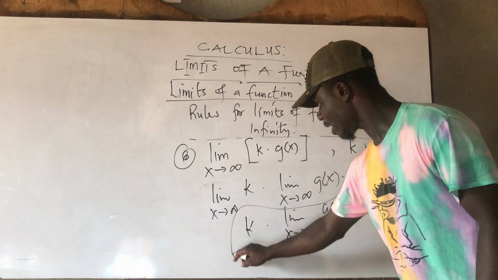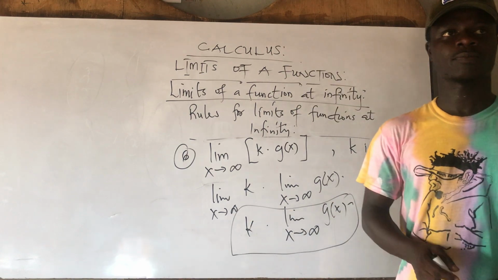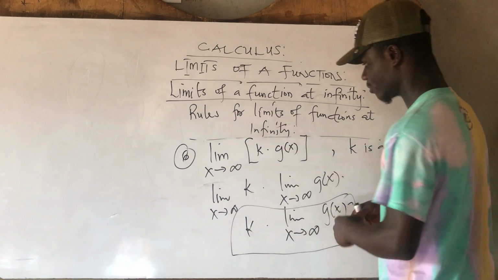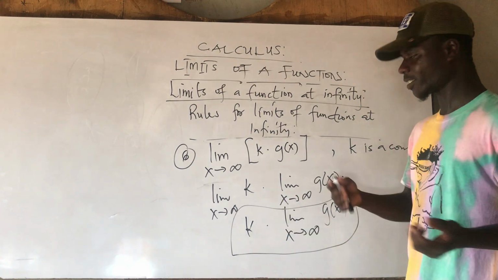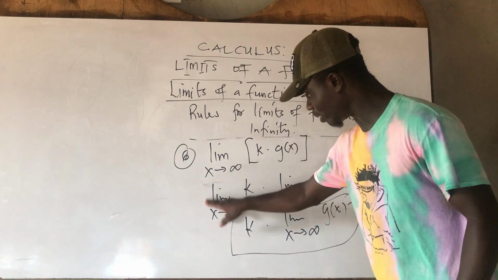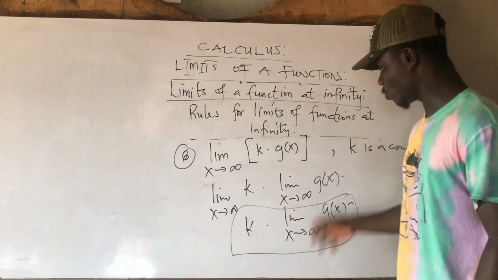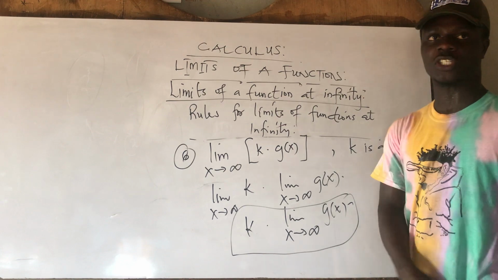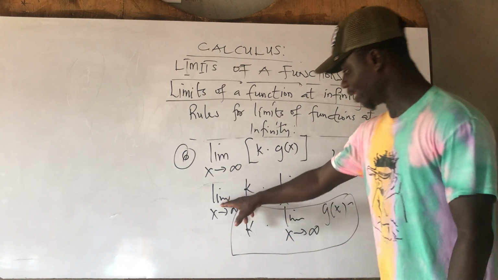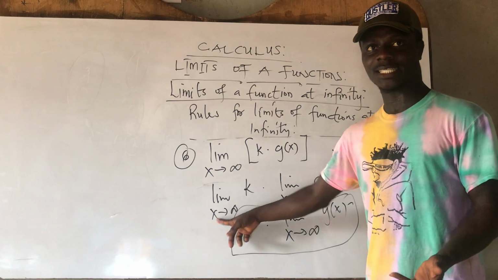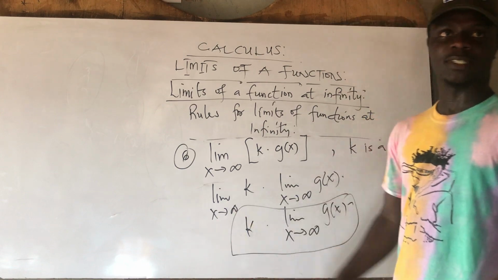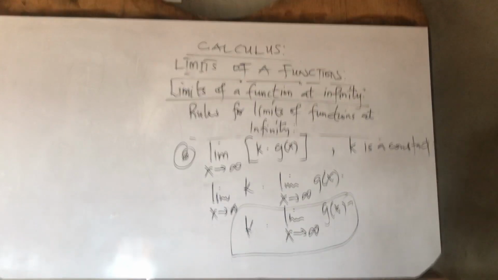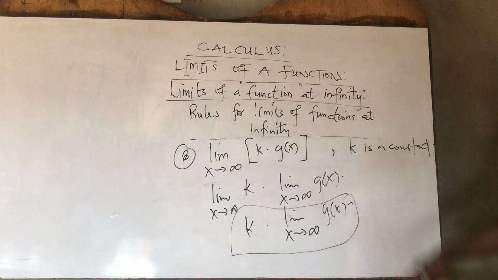G of x. So when you visit various books, you know that they didn't bring this. They just wrote that it is equal to k times the limit as x approaches infinity of g of x, because the limit of k as x approaches infinity is the same thing as what? k. So we get it as that, right? Alright, so that's the 6th rule.